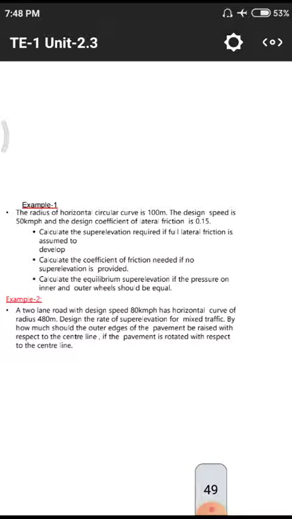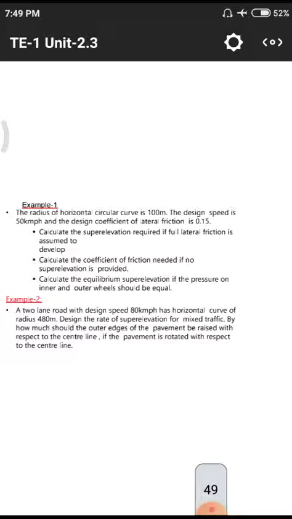In the formula, V equal to 50 into 50, divided by 225 into R equal to 100 meters. At the top we have kilometer per hour, and at the bottom we have meters, so we need to convert those meters into kilometers. That means 100 divided by 1000, so the total will be converted into 0.1 kilometer. After that we calculate the amount of friction required.